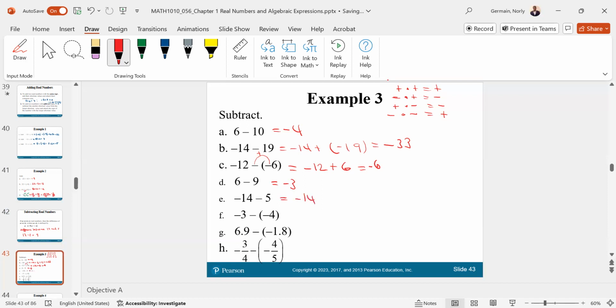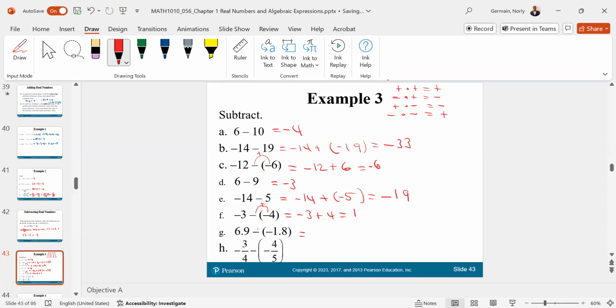Remember, if you have the same sign, you add and keep the sign. So that gives you 14 plus 5 is 19. Look at this one, same thing. These two negatives become positive. So we have negative 3 plus 4. You see that change? That changed to plus 4. And we subtract and keep the sign of the largest number. So 4 minus 3 is positive 1.